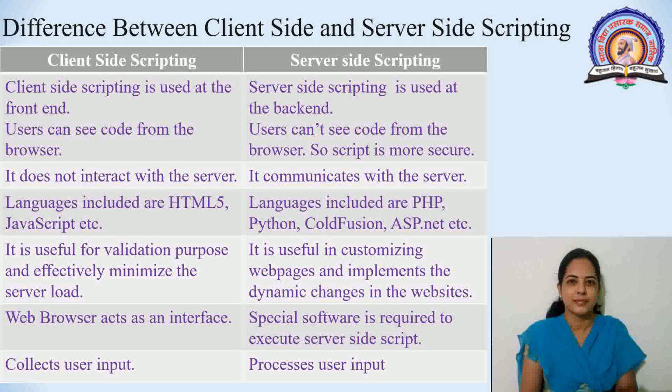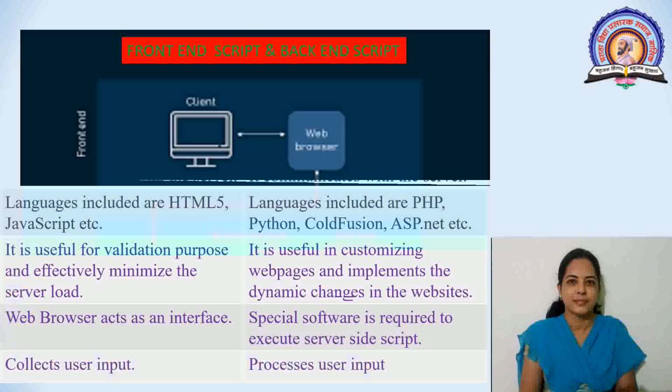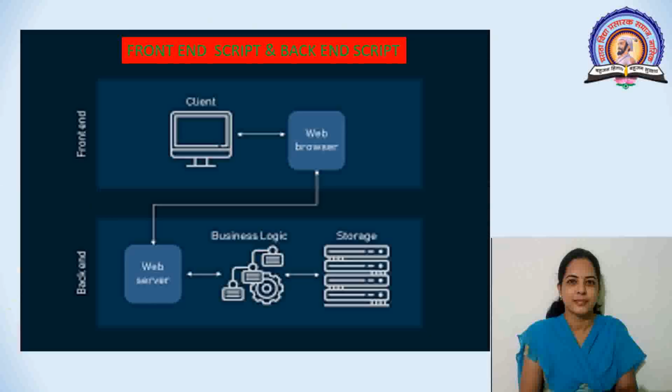Next difference is client-side scripting is mainly used for collecting the user input. Means we can collect the data from the user, but for processing the data, we have to write the scripts in the server-side program. See, this is a client. So client-side script is run on the web browser only, and server-side script is stored here on the web server. So this is called front-end script, and this is called back-end script.